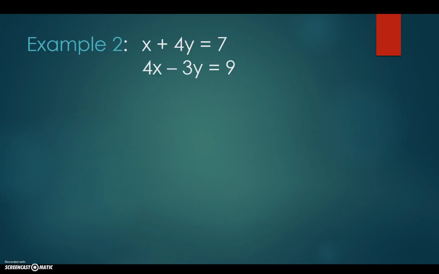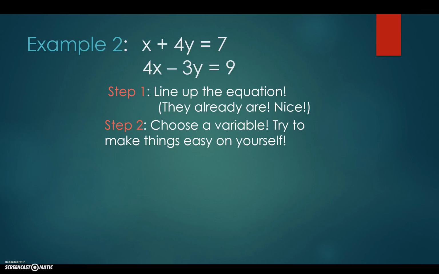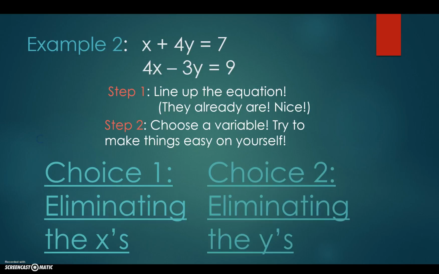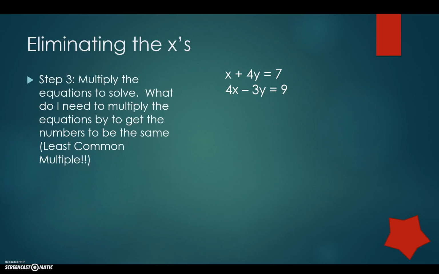So I have x plus 4y equals 7, 4x minus 3y equals 9. Once again, we want to make sure they're lined up, and they are, and then choose a variable, again, making things as easy as possible. What I'm noticing here is that the best option is to choose the x's, because I only have to multiply one of the equations. Because between 1 and 4, the least common multiple is 4. So I'm going to multiply the top by 4 and the bottom by 1.